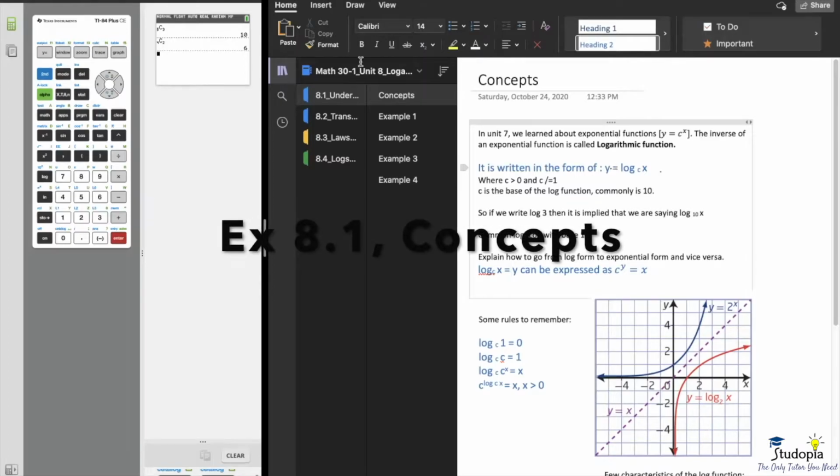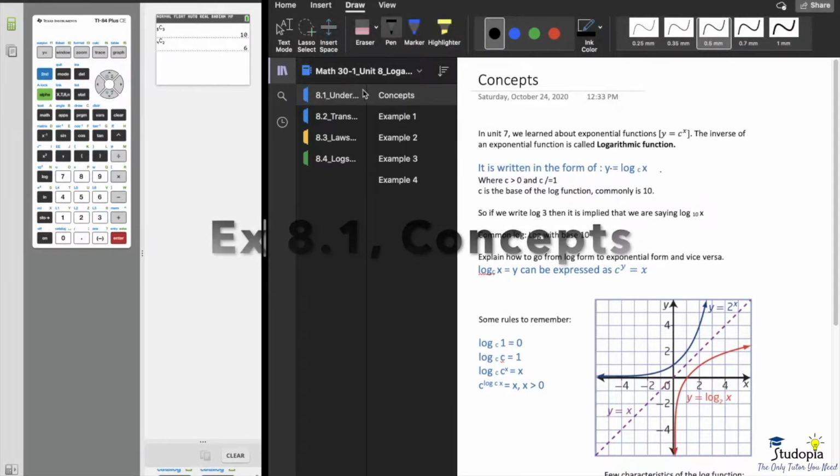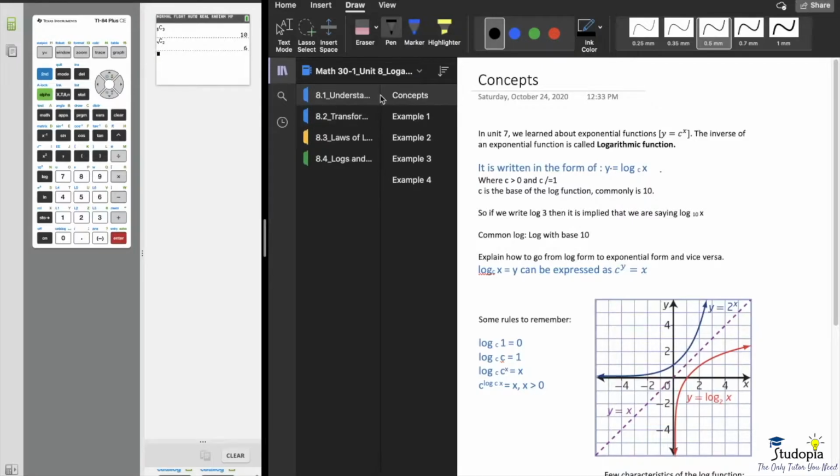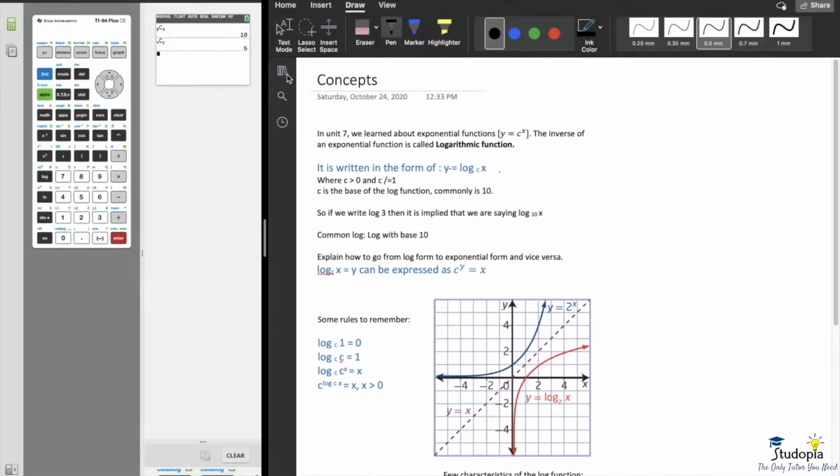Hi folks, so today we're going to start Unit 8, and Unit 8 is called logs, so it's logarithmic functions, but the short of logarithmic functions is logs. We're going to start with 8.1, it's understanding logs. Let's get started with the concepts.